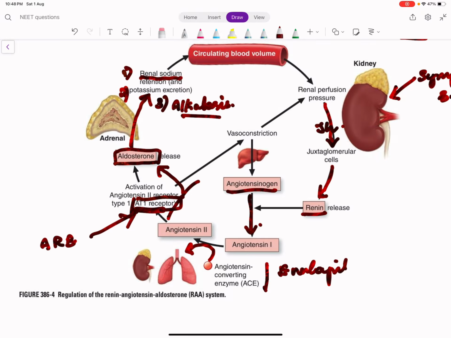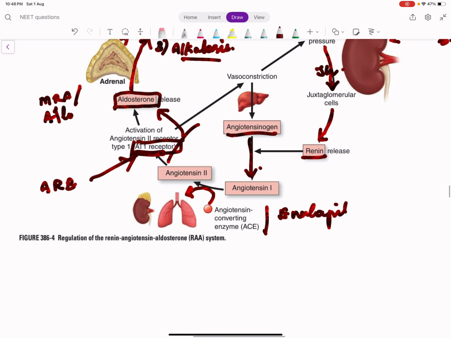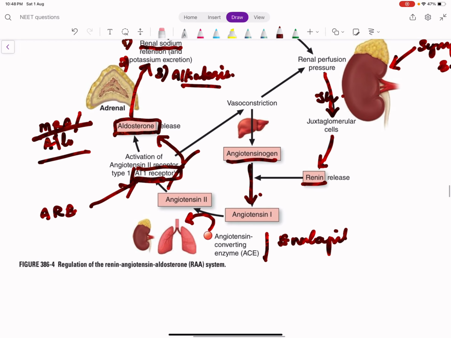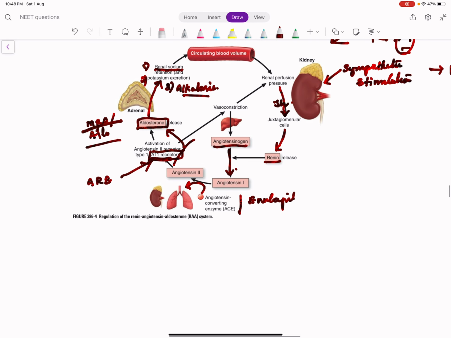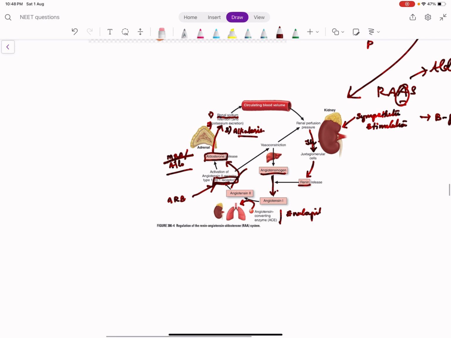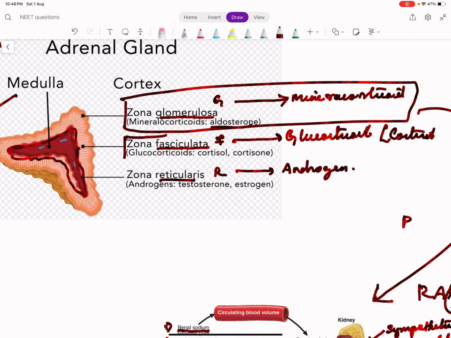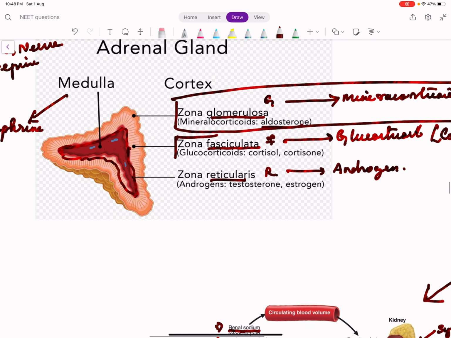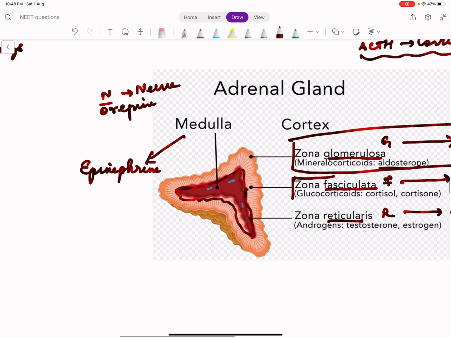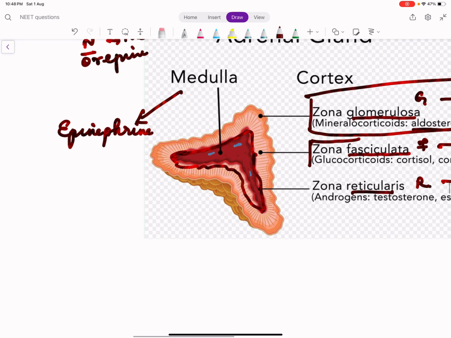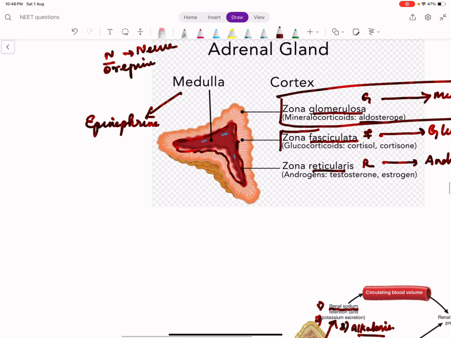Aldosterone has some antagonists. They are called mineralocorticoid receptor antagonists or aldosterone antagonists. There are two, eplerenone and spironolactone. So this entire pathway has a very important role in many drugs. Mineralocorticoid is not under the control of ACTH. ACTH controls mainly glucocorticoid and, to a small part, the adrenal androgens. Medulla is a totally different system. It's a part of the sympathetic nervous system.